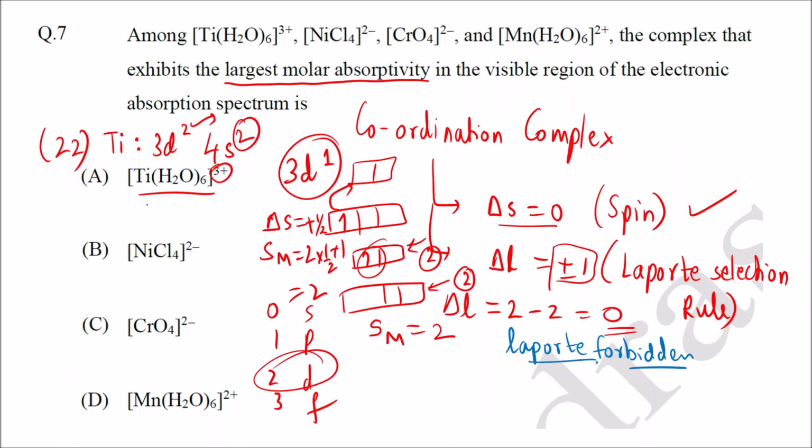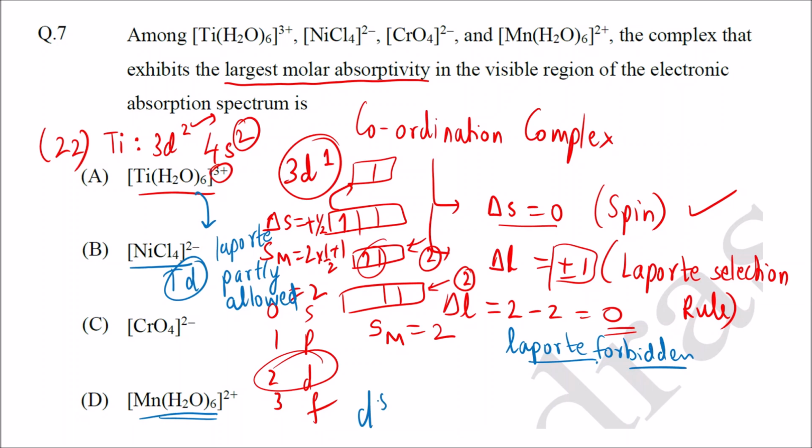Okay, so here what will happen? This is Laporte forbidden, so it will have less intensity. NiCl4, this is a tetrahedral complex. These are partly Laporte allowed. So this will have intensity higher than the first one, complex 1, but still it will be lower. Okay, next we talk about Mn plus 2.